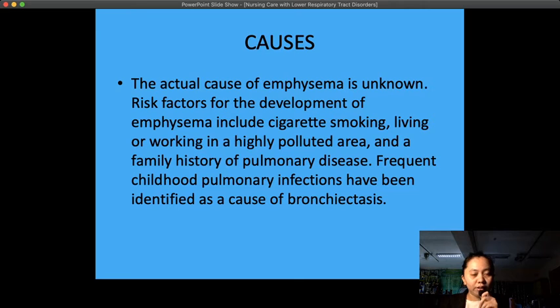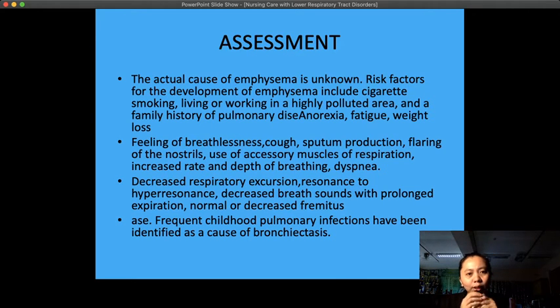Cigarettes even more. Okay? The more you smoke, that is a condition where your lungs are prone to emphysema. And it is not easy. When your lungs collapse, okay, goodbye, world. Alright? So, assessment. We always have to assess.